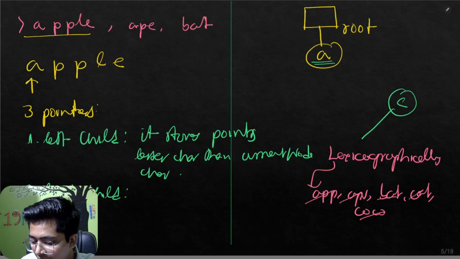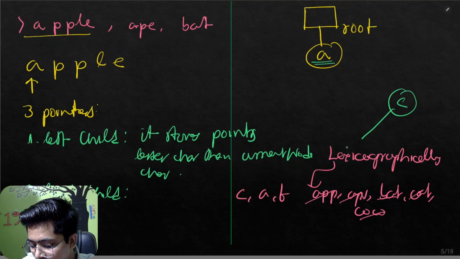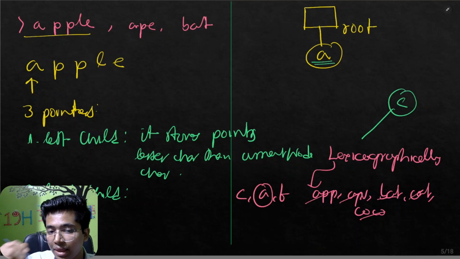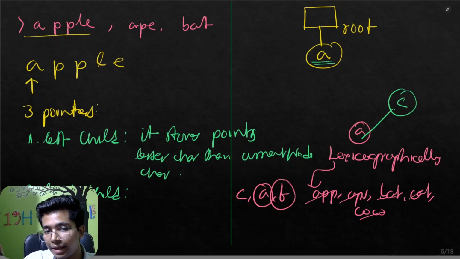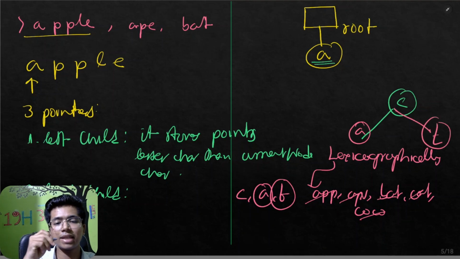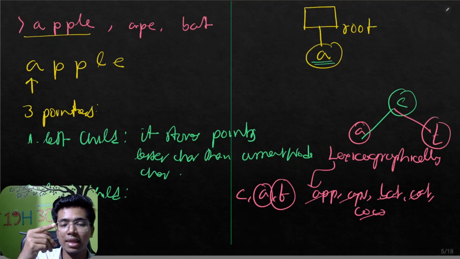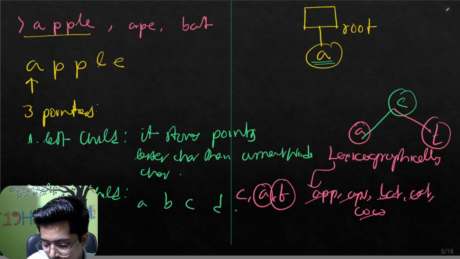So if there is some word like CAT, when there is C, this is A. A is lexicographically lesser, that means it comes before C, so it will come at the left child side. The T comes after C, so it will move to this side. This just follows the simple English ABCD type of ranking, simple A, B, C, D, E, F.